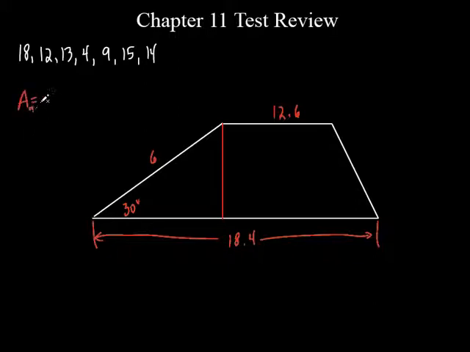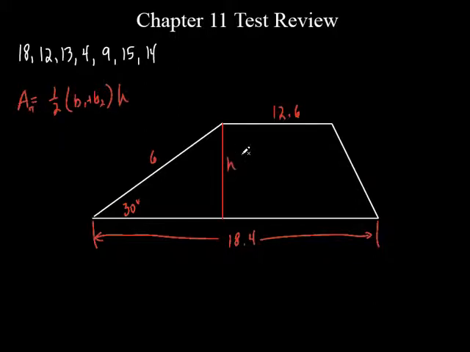Remember, the area of a triangle is 1/2 the base times the height. So what's a trapezoid? It's 1/2 the what? There are two bases, so you add the two bases together, and times the height. We know both bases, so that's nice. So we just have to find what?